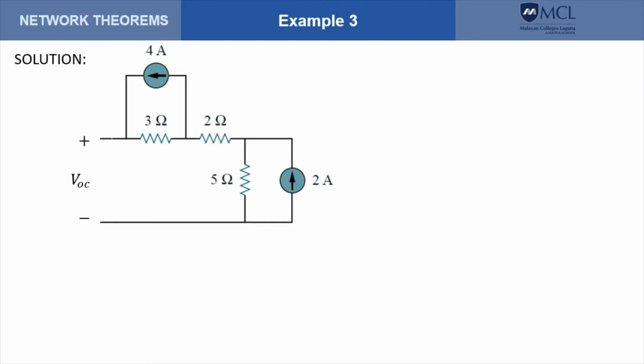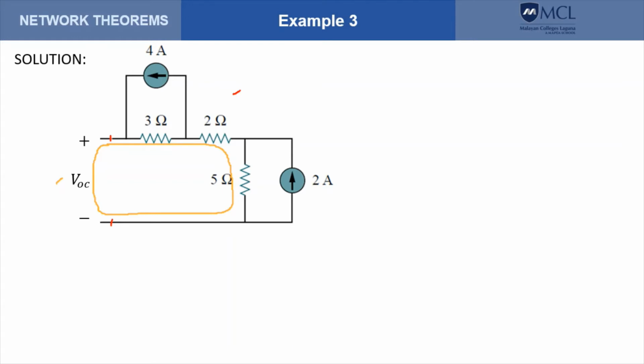To solve for VTH, we detach the circuit that we need to convert to Thevenin's. So this is the circuit here, and from the circuit we determine the voltage across the open terminals. So these are the open terminals here and here, along with the correct polarity for that voltage. To solve for VOC, we look for a loop that contains no current source. So this seems to be the loop that we need, a loop also that traverses VOC.